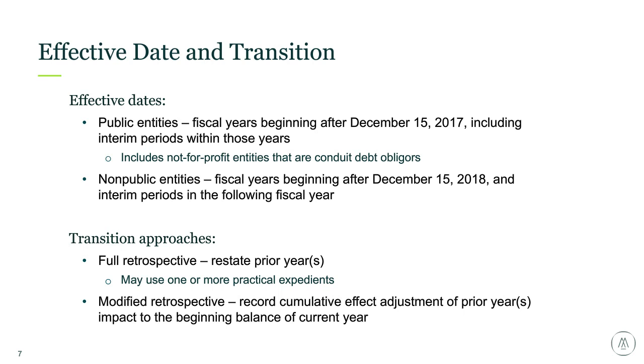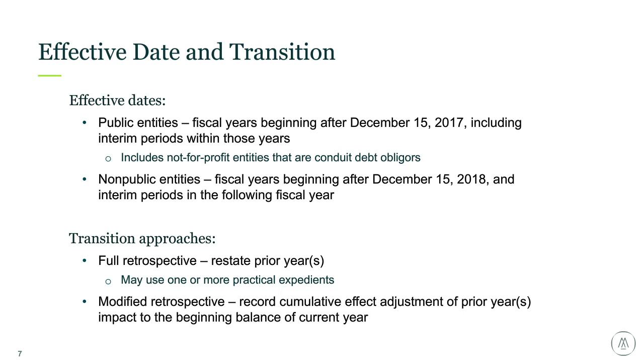So for transition approaches, we've got full retrospective. You restate the prior years, and you may use one or more of the practical expedients. These practical expedients are primarily related to what you do with contracts that extend from the old method into the new method. And then we've got the modified retrospective approach, which is to record a cumulative effect adjustment at the beginning of the current year of implementation.